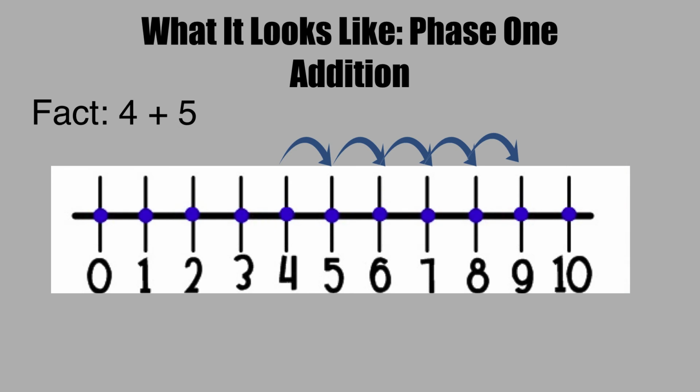We're going to start by breaking down addition. In phase 1, students are counting on from the initial addend. This can look like counting on their fingers, using manipulatives like teddy bears, and counting each of the teddy bears, or using a number line as we see below. The student in this case would start at 4 and count on 5 to reach the sum of 9.